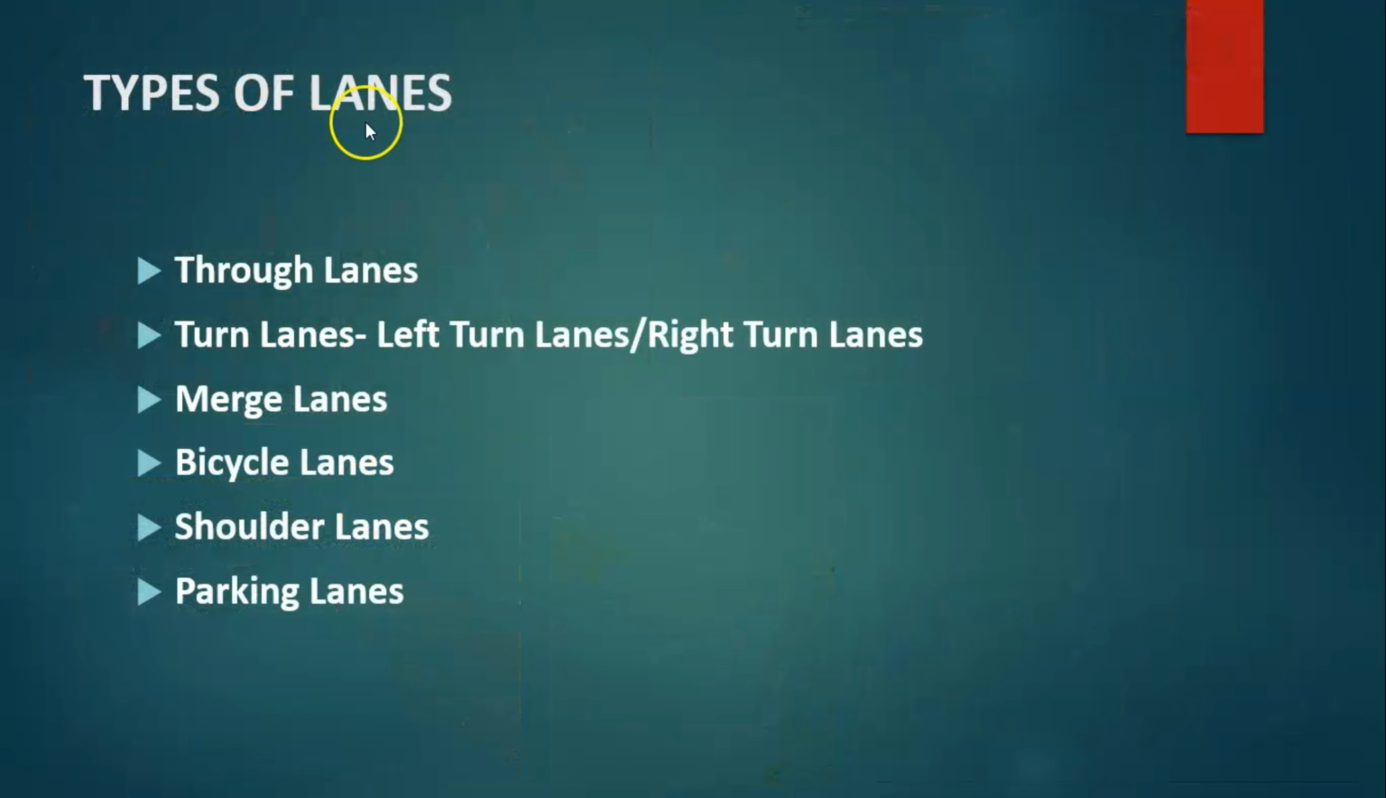So these are some of the types of lanes. Like I've mentioned, the through lanes, the turn lanes, which can be either to the left or to the right, the merge lanes, the on-ramp or the off-ramp, the bicycle lane, the shoulder lanes and the parking lanes.